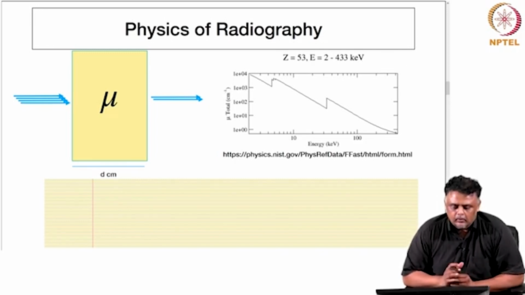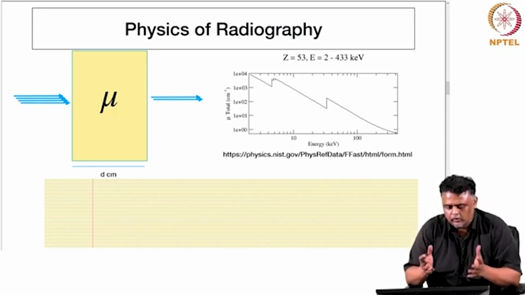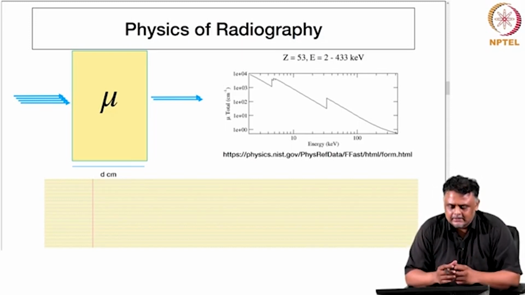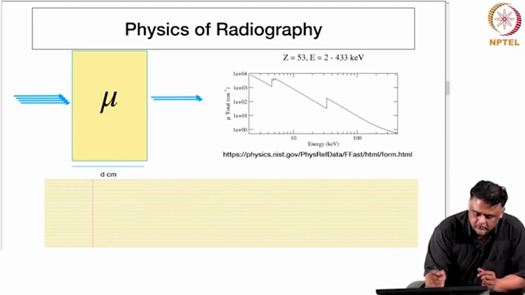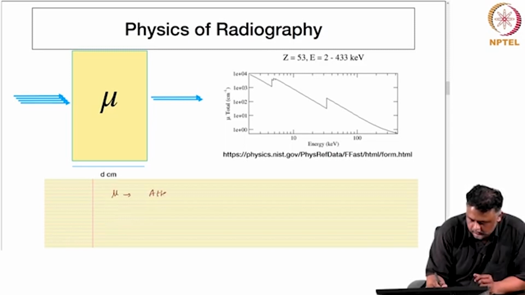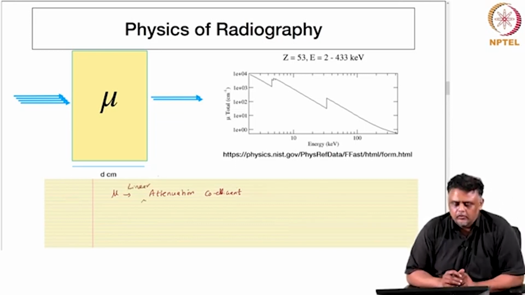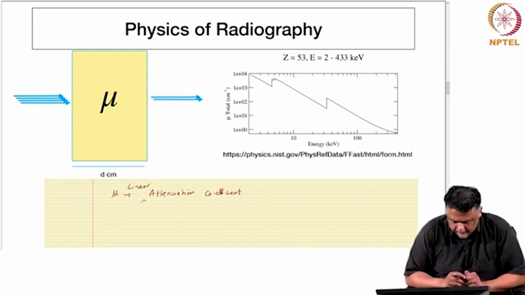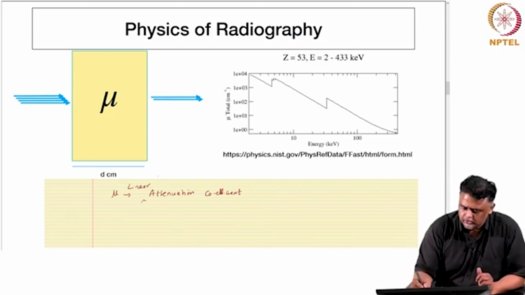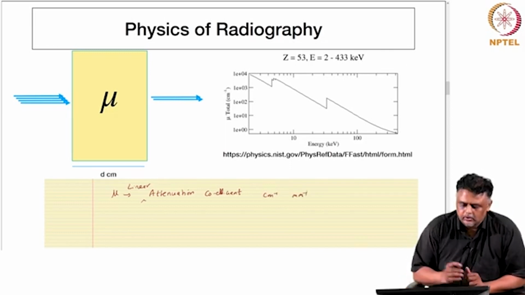What these images represent, at least for CT this is strictly true, but for radiographs, is basically the summation over these so-called attenuation coefficients. This mu is called a linear attenuation coefficient. It has units of inverse length, usually centimeter minus 1 or millimeter minus 1.